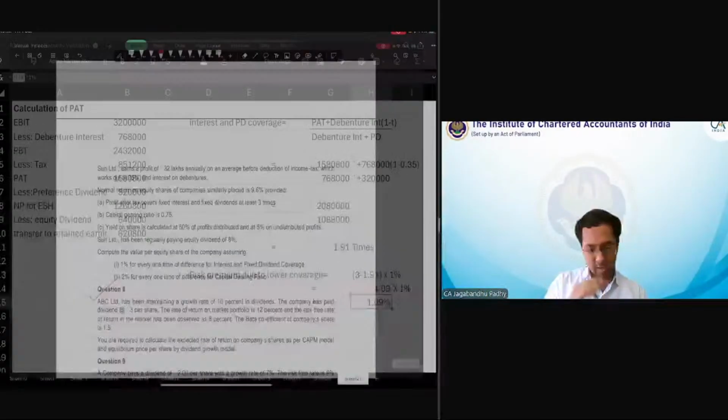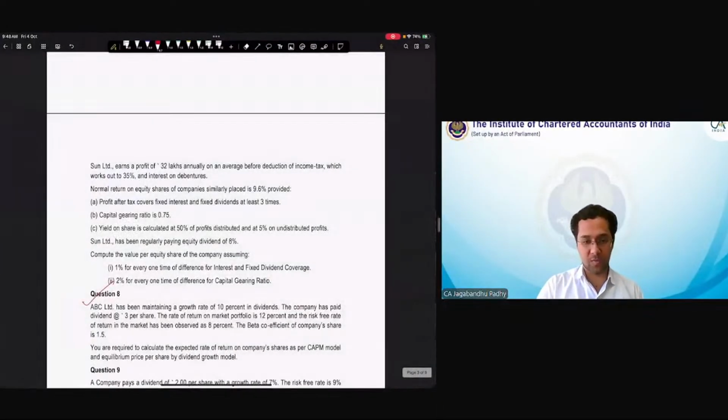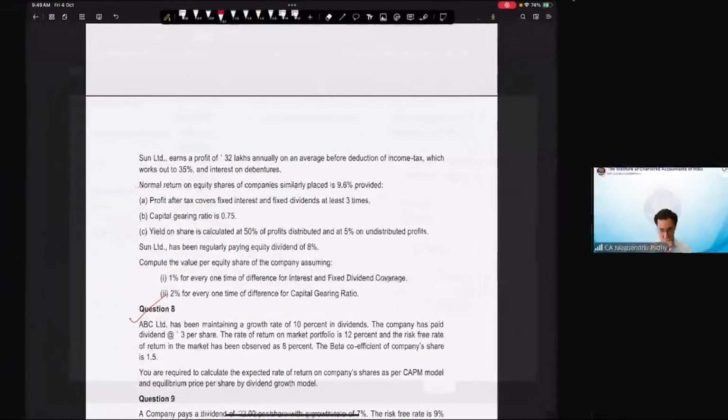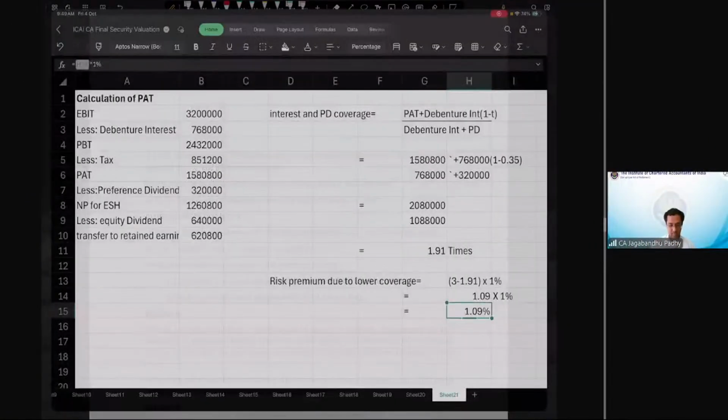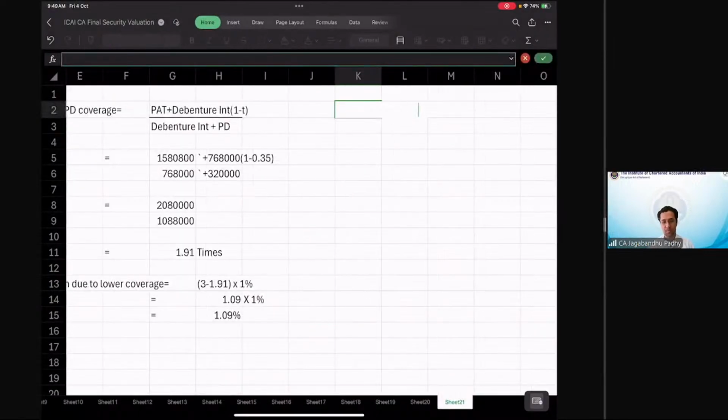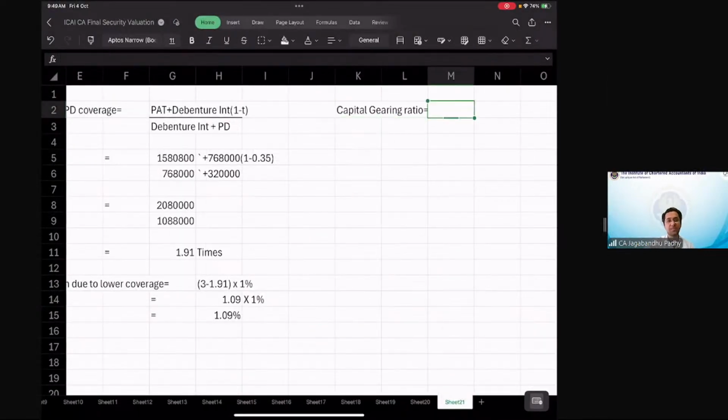The interest coverage ratio being not sufficient. Then the second thing is we also have to get the capital gearing ratio. So let's see what is the capital gearing ratio and also the risk premium for that. How do we get the capital gearing ratio, guys? Capital gearing ratio is funds which require fixed return upon funds which do not require fixed return. Right? So which are the funds that require fixed rate of return?